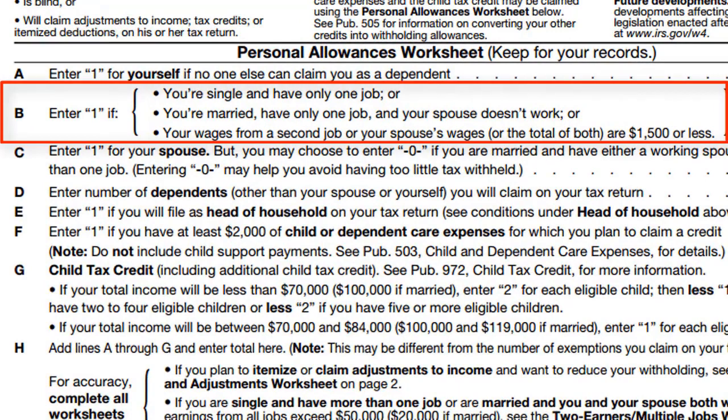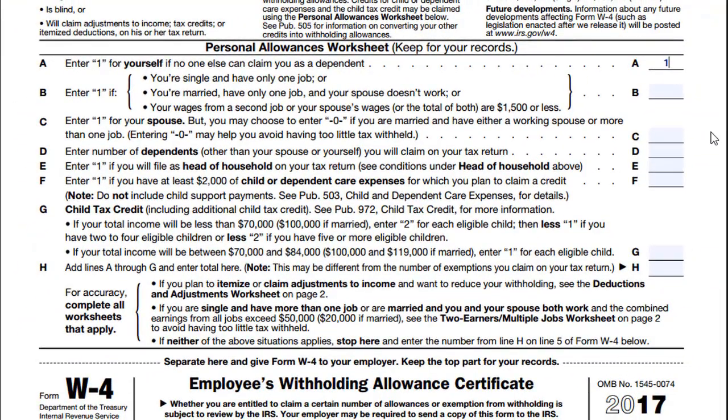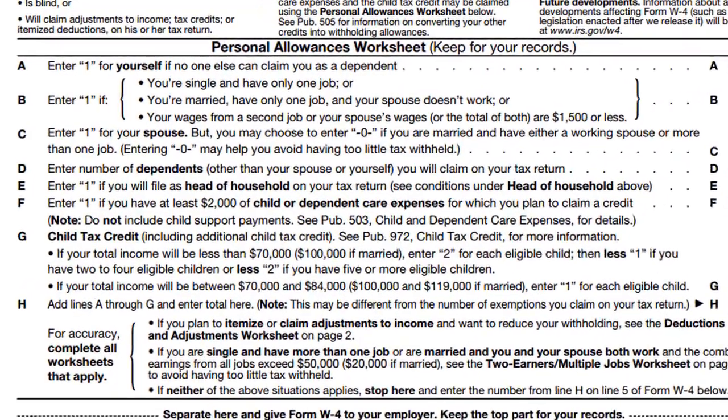Line B. Enter 1 if you are single and have only one job, or you are married, have only one job, and your spouse does not work, or your wages from a second job, or your spouse's wages, or total of both, are $1,500 or less. Susan is single with one job. Susan enters 1.